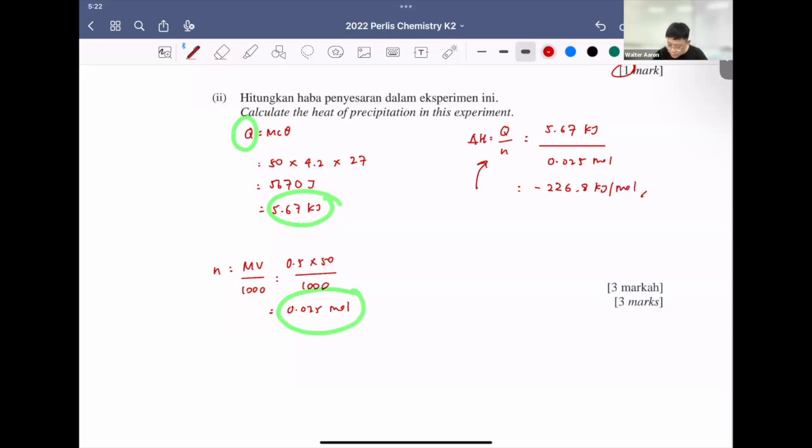The reason why is because sometimes students get the correct answer, but they did not put the negative sign. So the negative sign here is to explain to the examiner that the reaction is actually an exothermic reaction. Exothermic reaction means release heat to the surrounding, and it must be a negative delta H value. So make sure you write down the negative symbol, or else it's going to be wrong and you won't be able to get marks. So therefore, if you get all correctly, this is supposed to be a total of 3 marks.